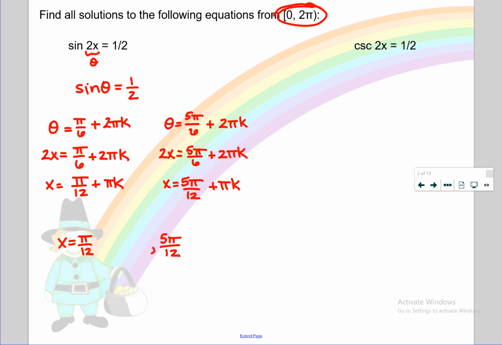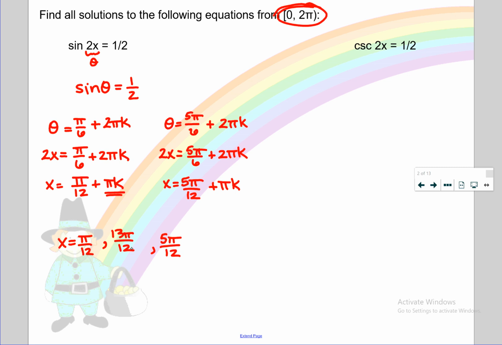So how we figure out the other solutions is we just keep adding on multiples of pi until we get past that 2 pi limit. So if I have pi over 12 and I add pi, what do you get? 13 pi over 12 is also a solution. If I add pi to that, what do I get? 13 twelfths plus 12 twelfths, I would get 25 over 12. Now 25 over 12 is bigger than 2, right? Because 24 over 12 is 2. So that's how I know to stop. There are no other answers in this first group that are between 0 and 2 pi.